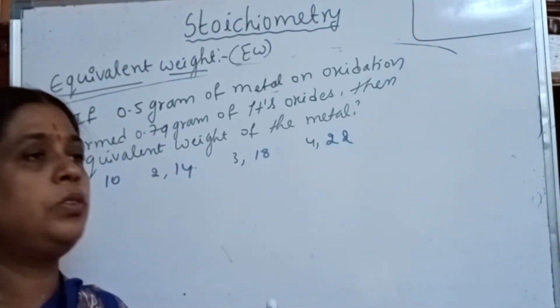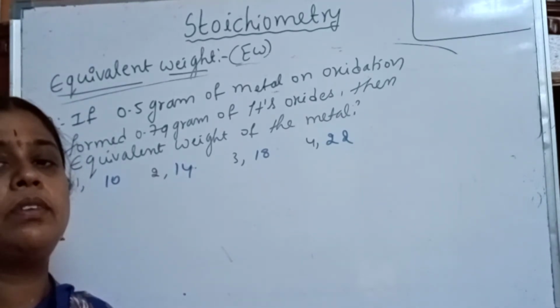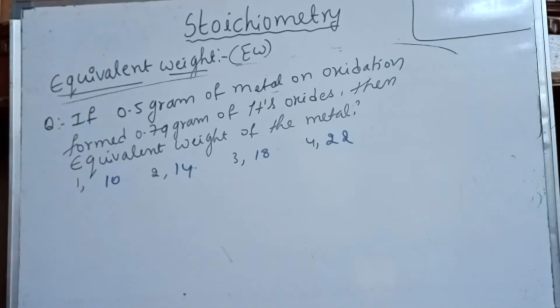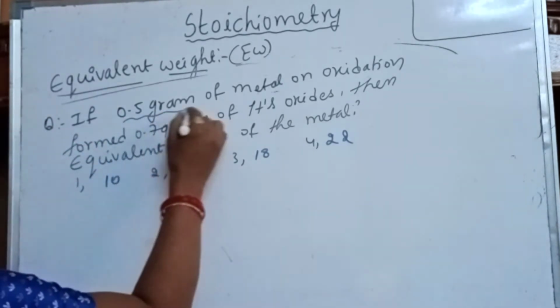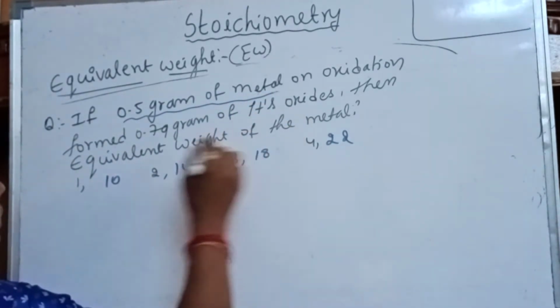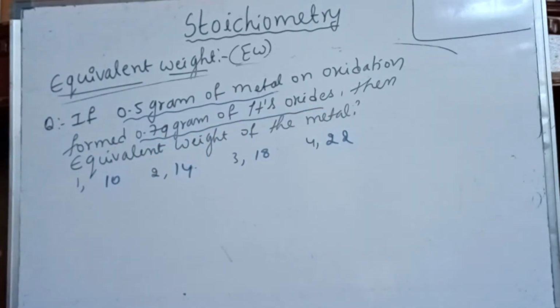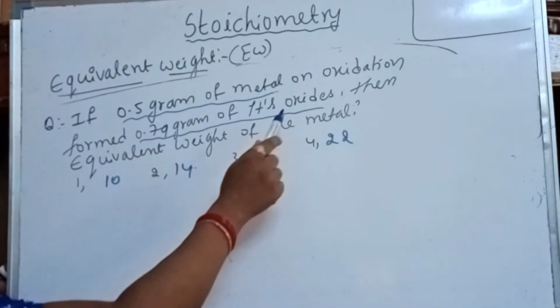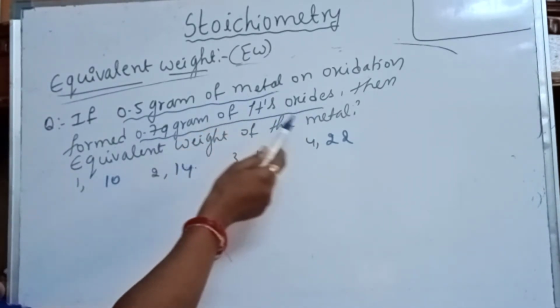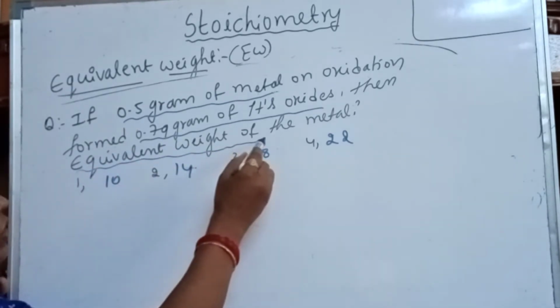Okay, so we can do a problem on calculating the equivalent weight of a substance. Here, 0.5 grams of metal, on oxidation, forms 0.79 grams of its oxide. This 0.79 grams is not the weight of oxygen only; it contains metal also. Then we have to calculate the equivalent weight of the metal.